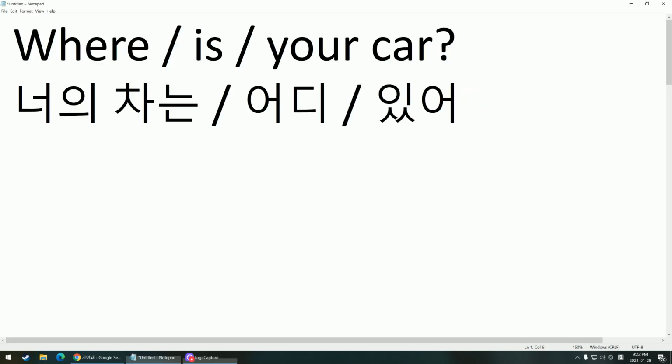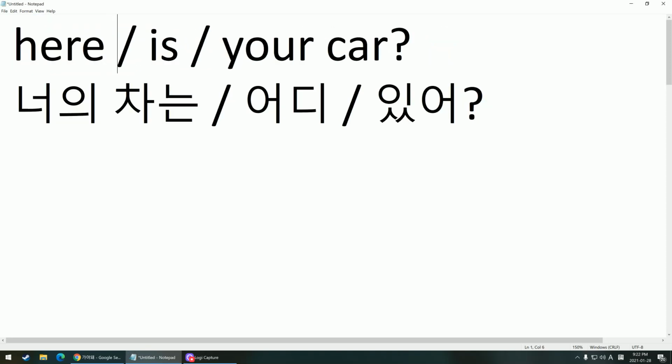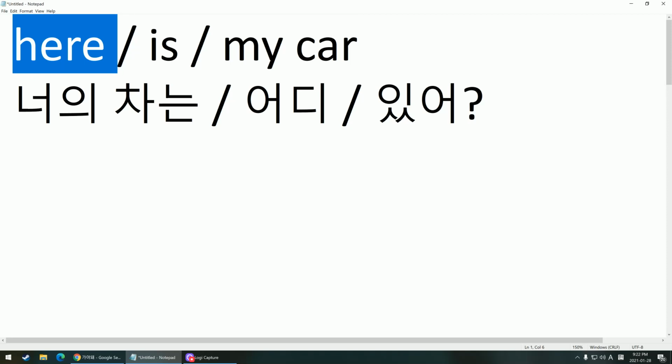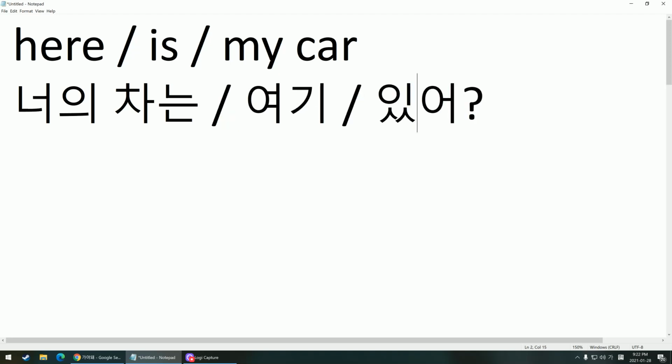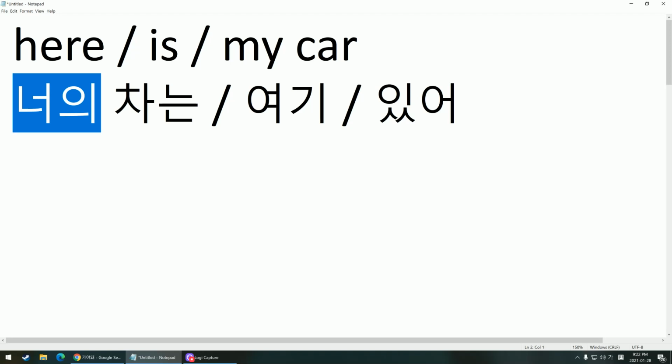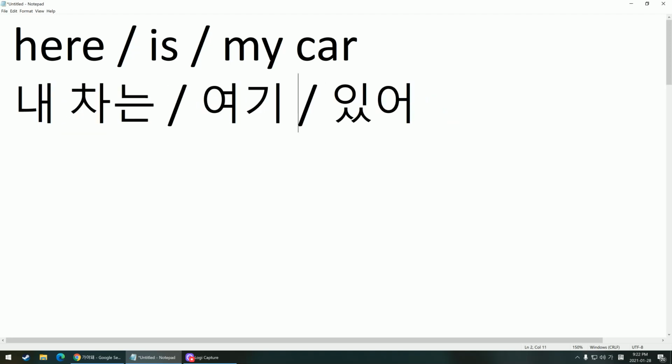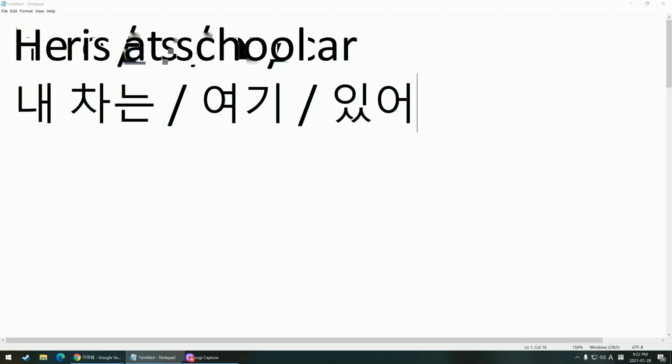And you might respond with, here is my car. So I changed the word where to here, because there used to be a where here. So I change this to here, 여기. And I also changed your car into my car. So my in Korean is 내. 내 차는 여기 있어.